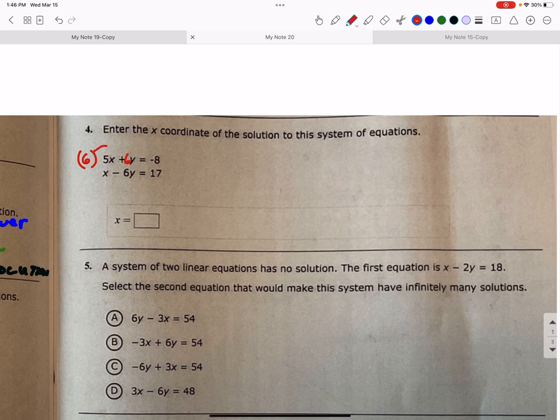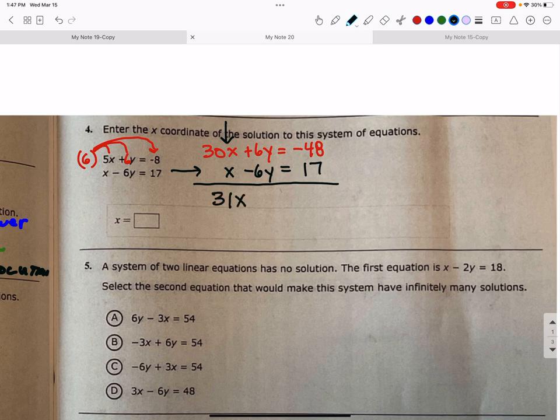So everything on the top, I'm gonna multiply by 6, everything. And I'm gonna have 30 x's plus 6 y's equals negative 48. The bottom, I'm just gonna leave the same. X minus 6y equals 17. Now I'm gonna combine the rows. 30 x's and 1 x is 31 x's. The y's cancel out. So I'm gonna just put a box around them, but see you later. And equals negative 48 and positive 17.